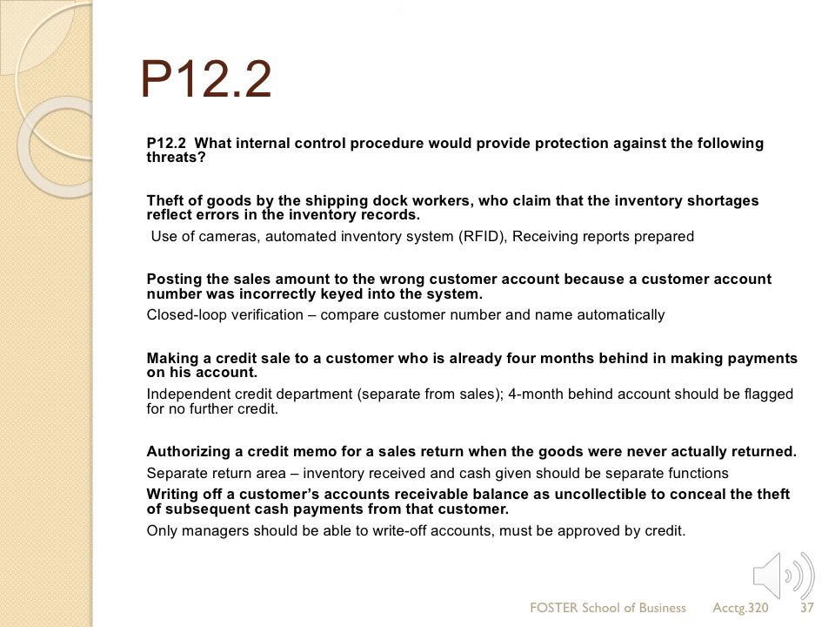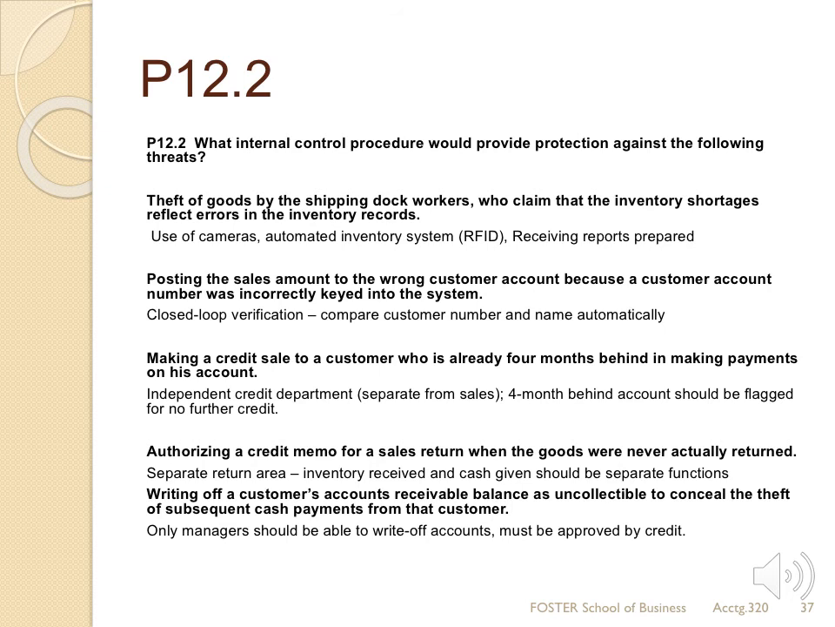All right, so what inventory control procedures provide protection against the following threats? Theft of goods by the shipping dock workers who claim that inventory shortages reflect errors in accounting records. Use cameras so we can see those people stealing our goods. Use an automated inventory system like RFID so we're more accurate in updating the inventory. Have receiving reports: anytime goods come in, fill out a receiving report that is signed by a supervisor.